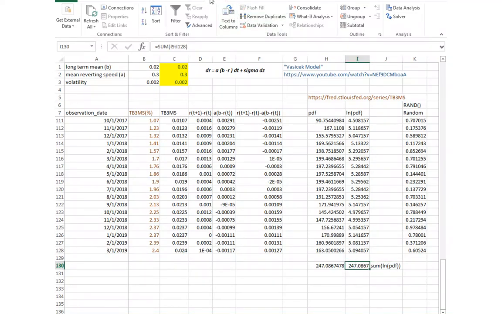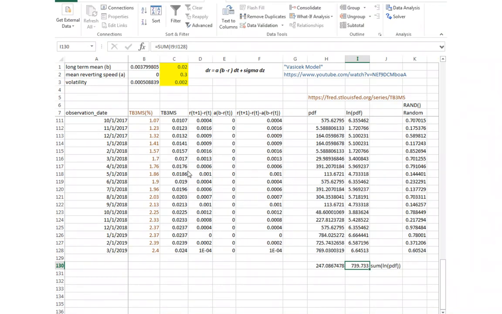Then we go to data, solver. We want to change the long-term mean, reverting speed and volatility in order to maximize the sum of the log PDF. If we click solve, we can see the mean reverting speed is zero.